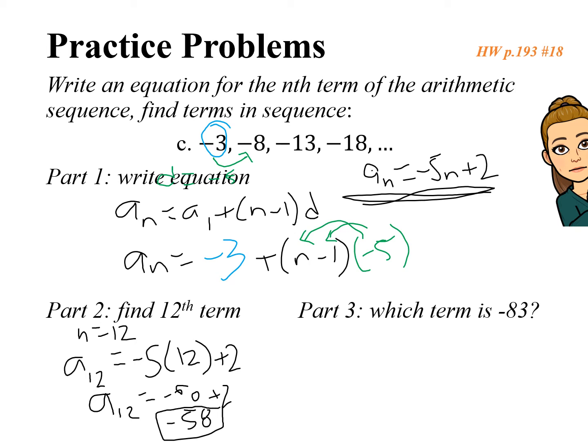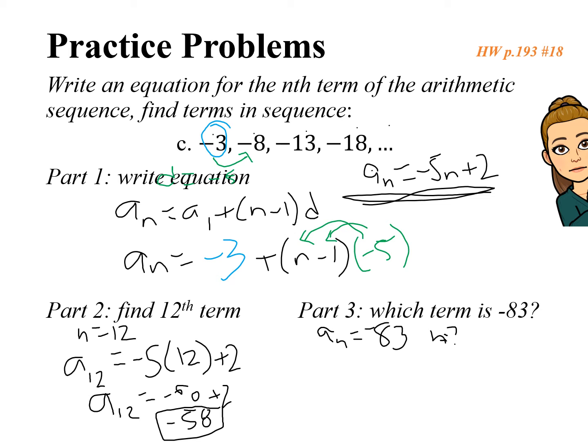And I could have gotten there by continuing to write. I had the first term, second term, third term, fourth term, fifth, sixth. I could have gone on, and eventually I would get the same answer. But it's a lot easier and simpler if I use my equation. Now I want to know which term is -83. So now I want to know a sub n is -83, and I want to know what's n.